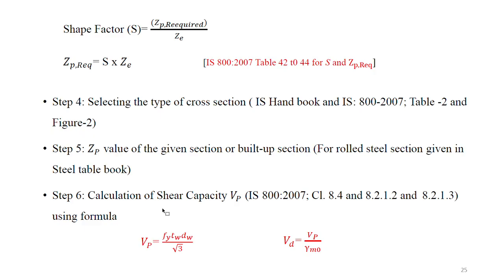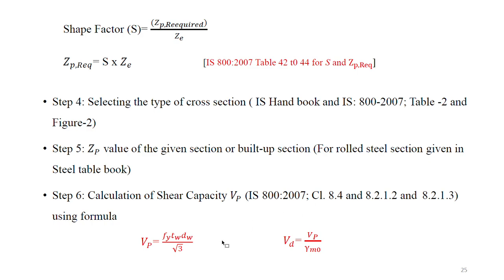Okay, for the calculation of the shear capacity Vp as per clause 8.4, we use this formula: the shear capacity of the structure Vp is equal to Fy tw dw by root 3. By taking this, we can find the shear force provided by the section. This is given in the equations in 8.4.